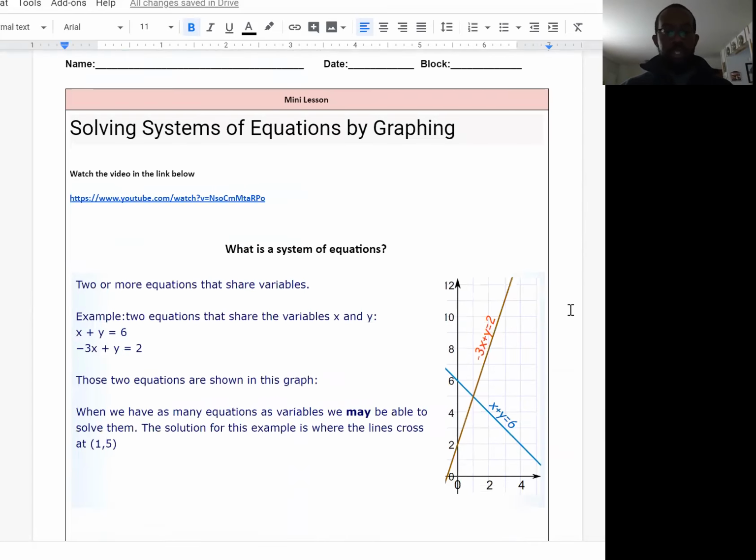So first of all, what is a system of equations? A system of equations is two or more equations that share variables. So if you look here, I have equation 1 and equation 2. These two equations make up a system, okay? If I had only one equation here, that would not be considered a system, because in order for it to be considered a system, it has to include two or more equations.